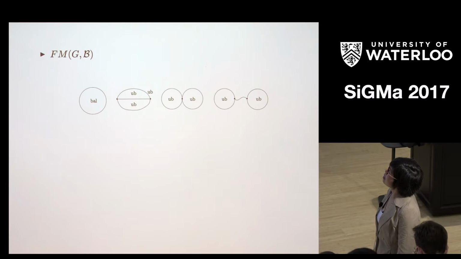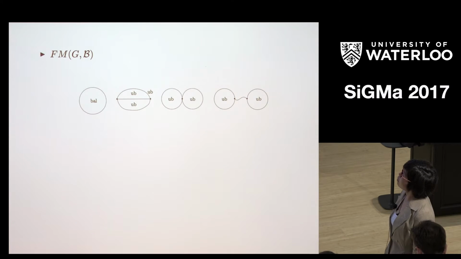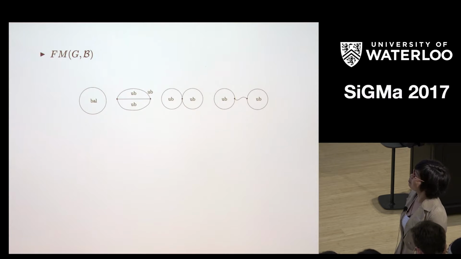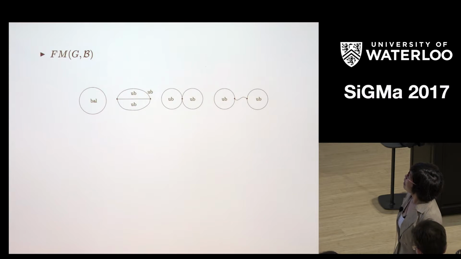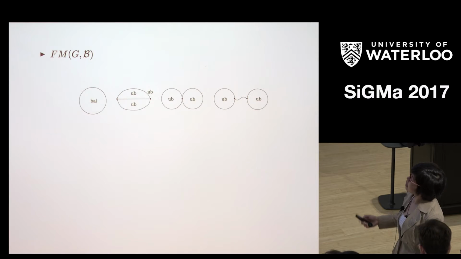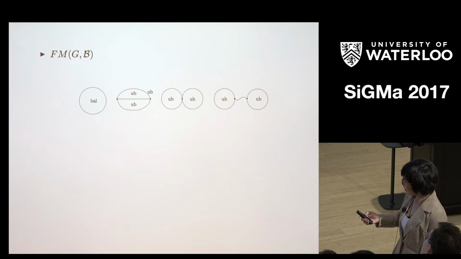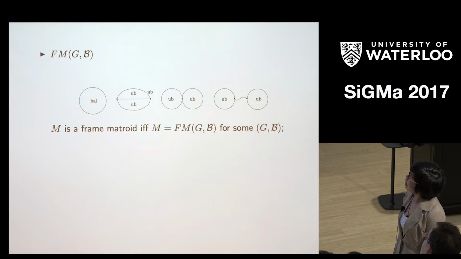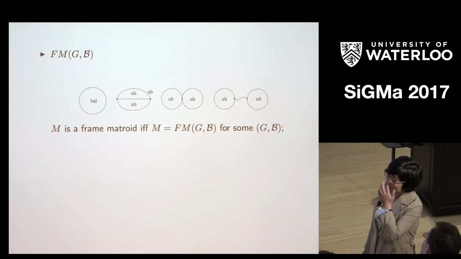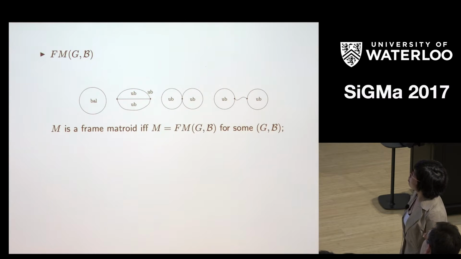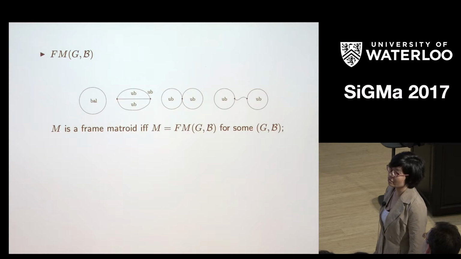And the third one is the union of 2 unbalanced cycles with exactly one common vertex. And the last one is the union of 2 disjoint unbalanced cycles with a path connecting the 2 unbalanced cycles. So these are the 4 kinds of circuits of the matroid. And M is a frame matroid if and only if there exists some biased graph such that M is equal to FM(G,B).